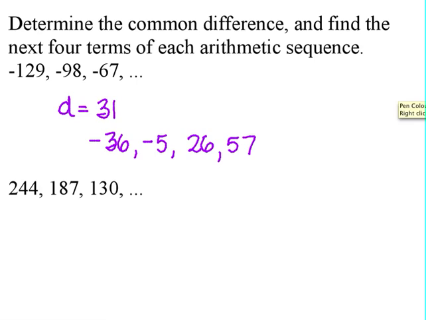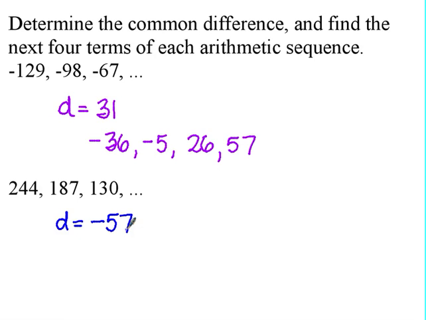What's my common difference there? So it'd be a negative 57. That's the key. It's not a positive because we're subtracting it every time. So you were right, it's 57.